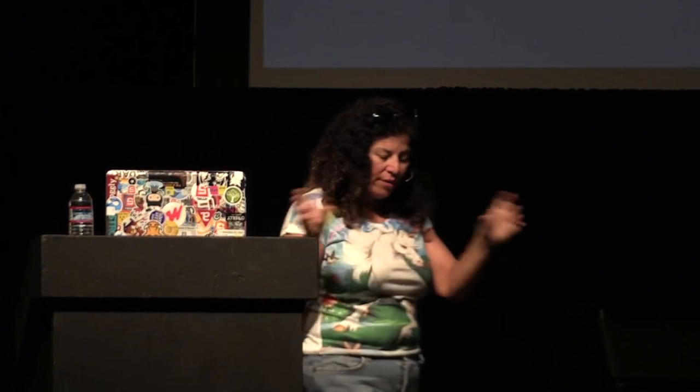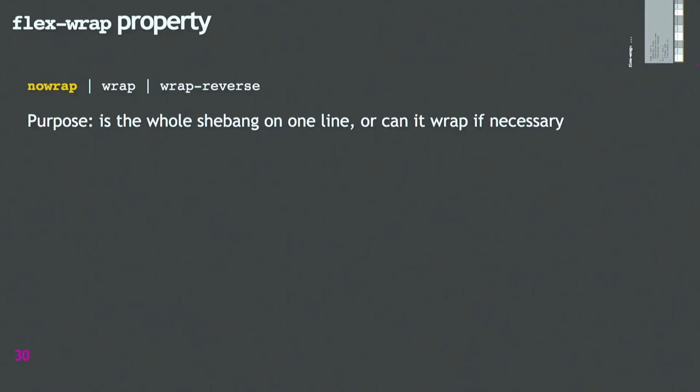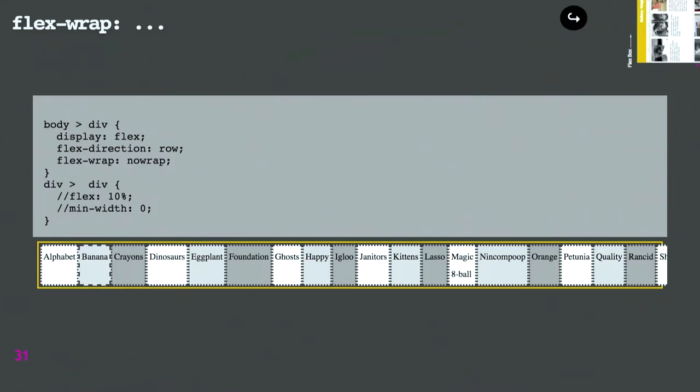OK. So right now, we just saw one line of flex items. But you can have multiple lines of flex items if you tell it to have multiple lines of flex items. By default, it will put everything onto one line. We have three values for flex wrap. We have no wrap, wrap, and wrap reverse.